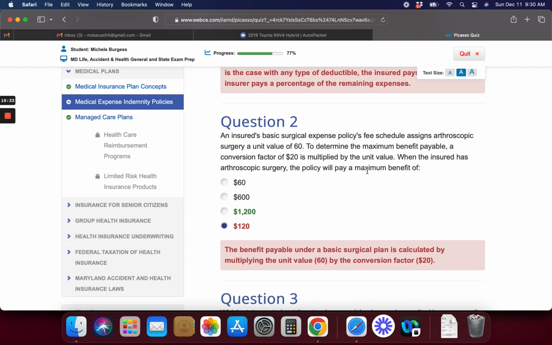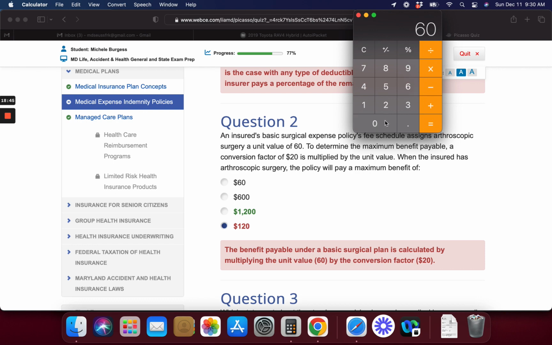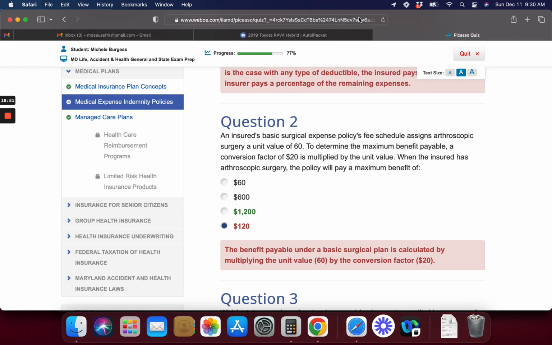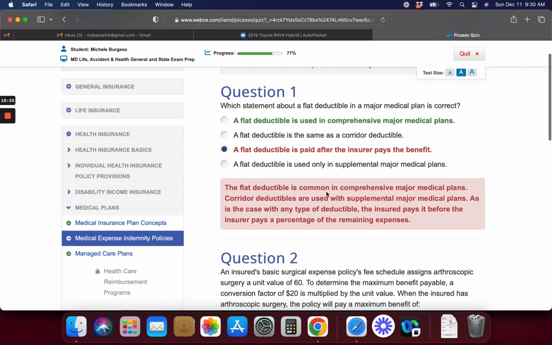All right, I wasn't sure about this one. Yeah, I was adding more on, wasn't I? 60 times 20 is 1,200. Let me check, just to make sure. I was doing that off the top of my head. Yep. Next time I need to pull out a calculator. So that's basic math there.